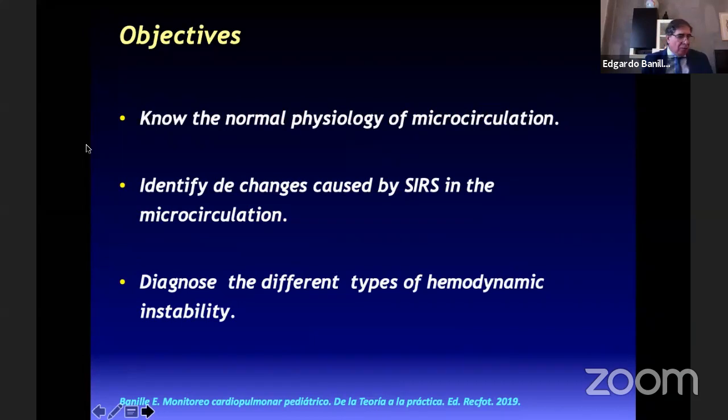Objectives: to know the normal physiology of microcirculation, to identify the changes caused by SIRS in microcirculation, and to diagnose the different types of hemodynamic instability.